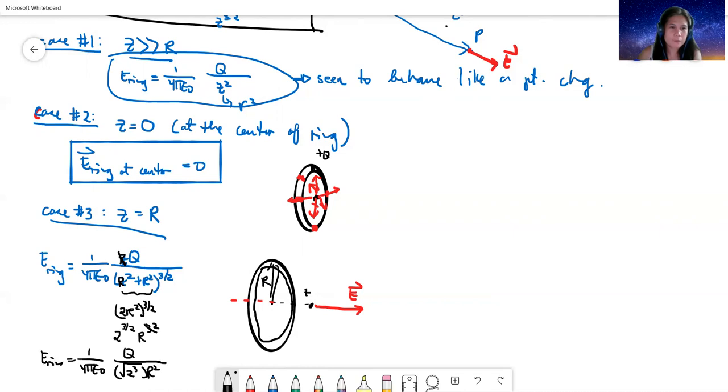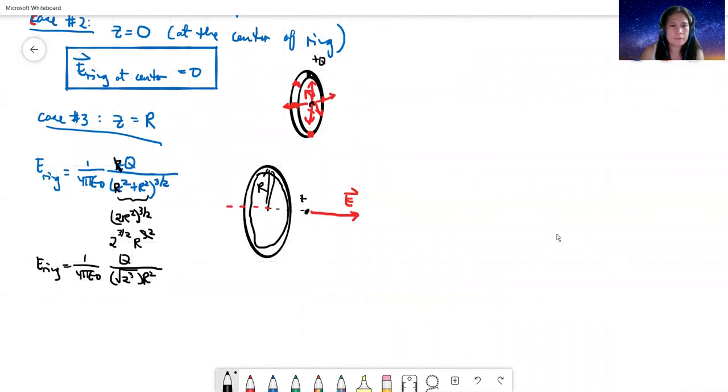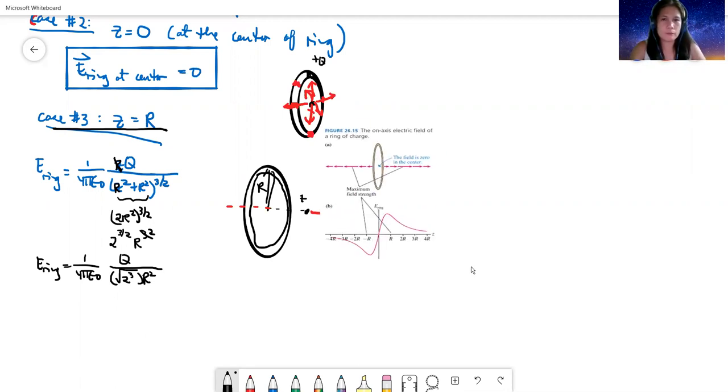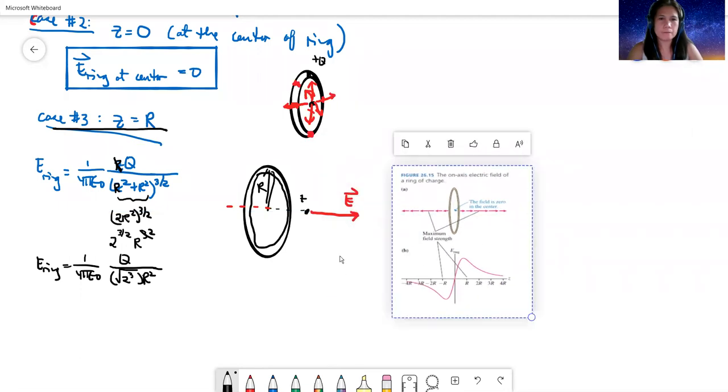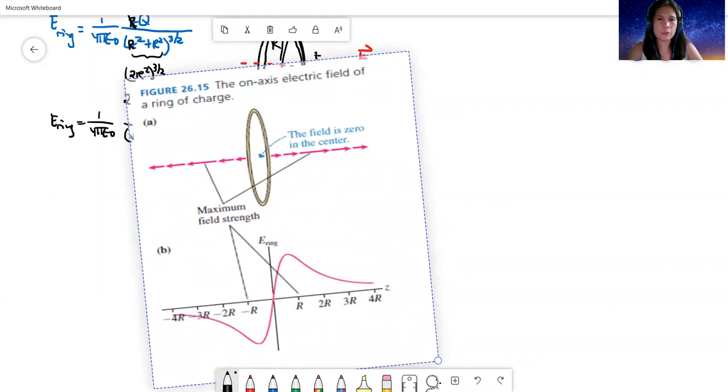So if we at r, ayan. So we say that if the Z is equal to R, there's a graph. Wait, let me paste the graph for this one. Where is that? Yan. So the graph. Yan. Siya ngayon. Oops.